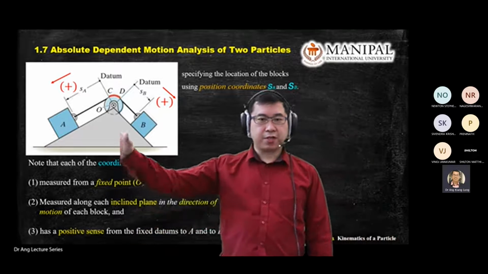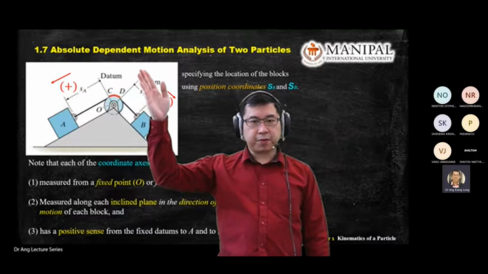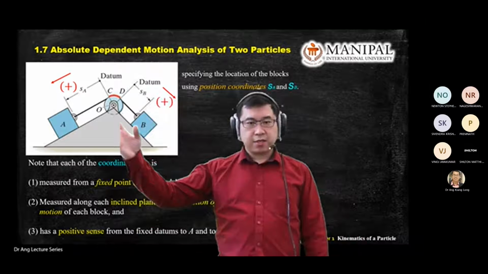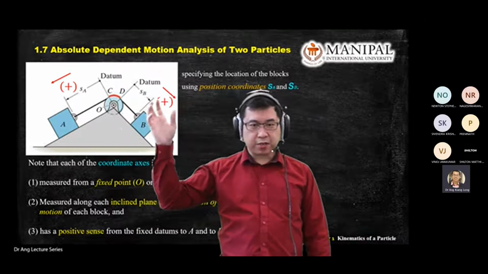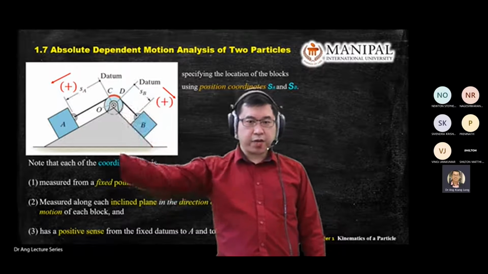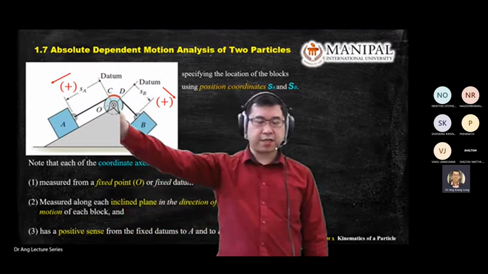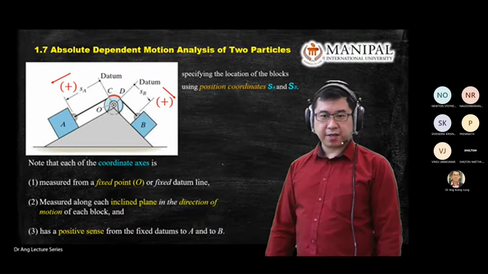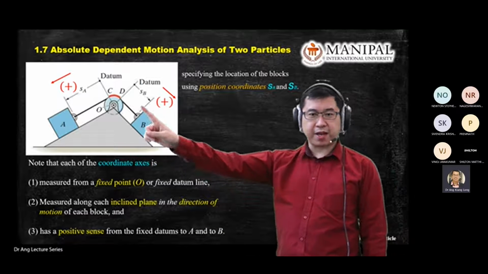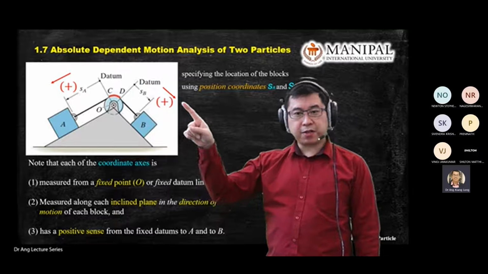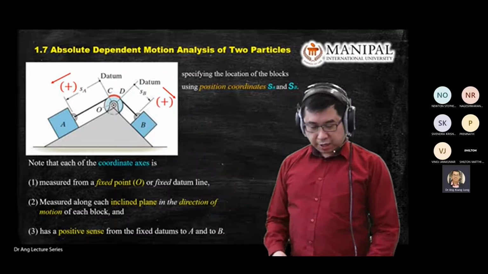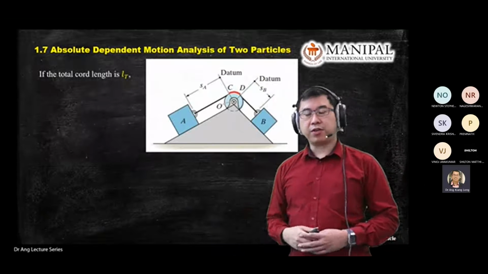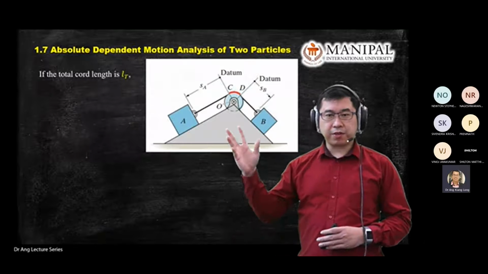I repeat the question. Having set the positive direction of your SA and SB, try to relate them with just logical thinking. You pull A in the positive SA direction. What will happen to your SB value? Will it still maintain positive or negative? Think about that. We start to derive the equation for the relative motion between two bodies.